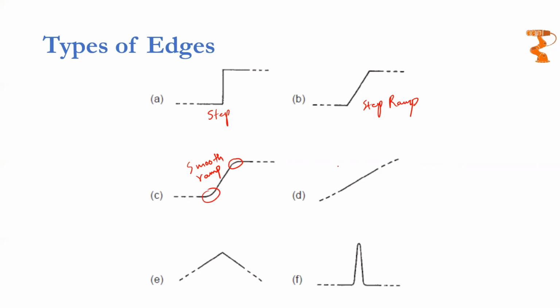This one is a simple ramp or a continuous ramp, because the gray levels keep on changing. This one is like a ridge, and this one is an impulse. So if you know all kinds of edges, now if you find these kinds of discontinuities in gray levels, then you know that there is an edge over here.